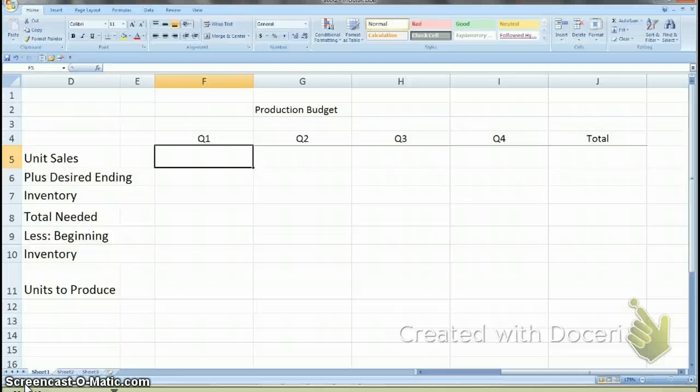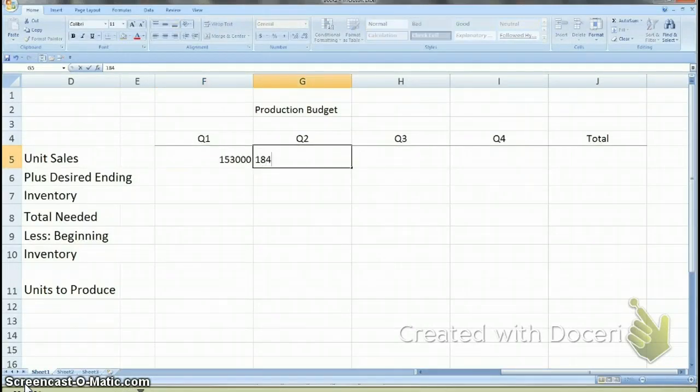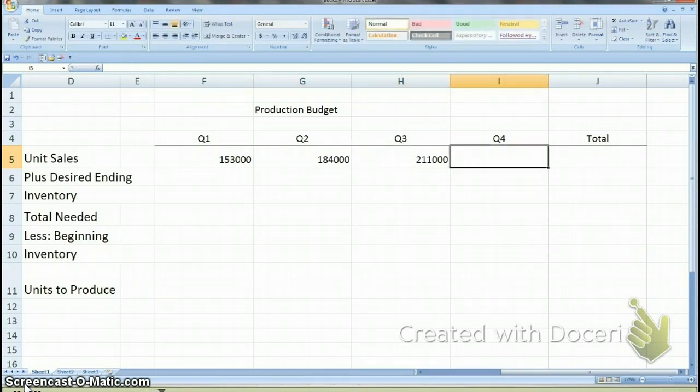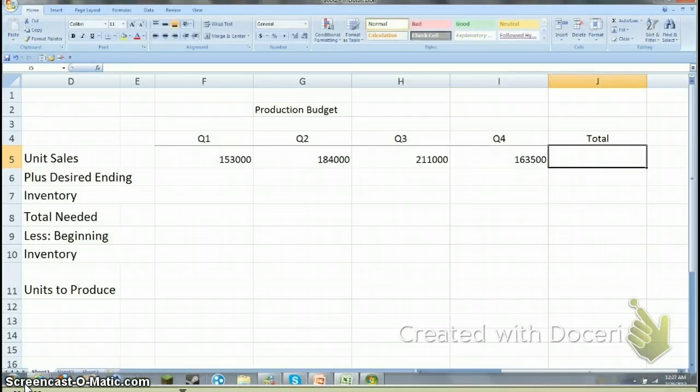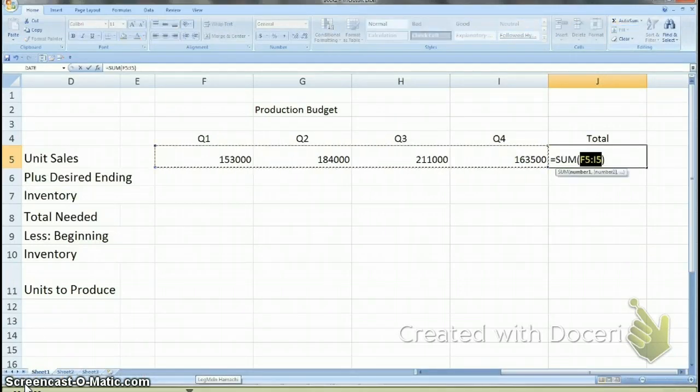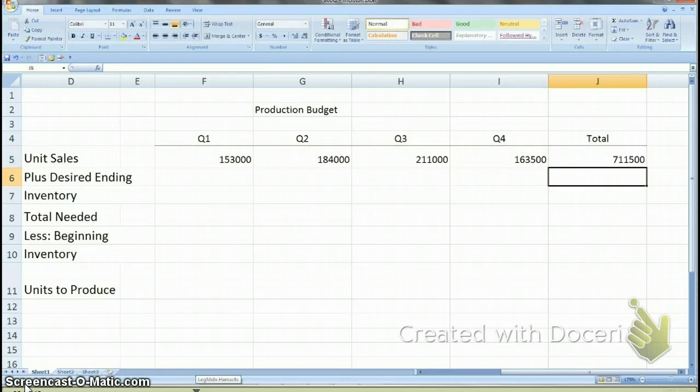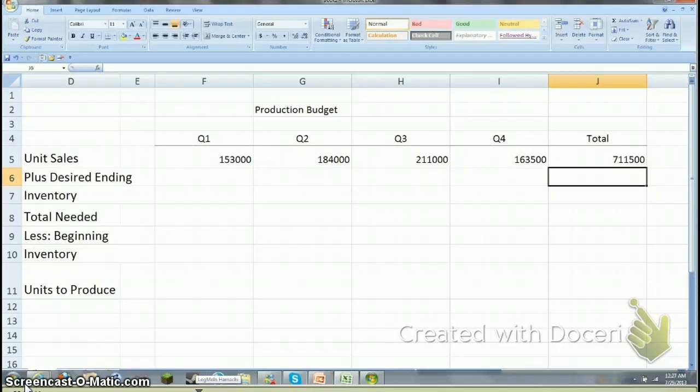So step one would be to put down the unit sales that you want. Quarter one is 153,000, quarter two is 184,000, quarter three is 211,000, quarter four is 163,500, and a total would be you just add those 4 quarters across, and that will give you 711,500.